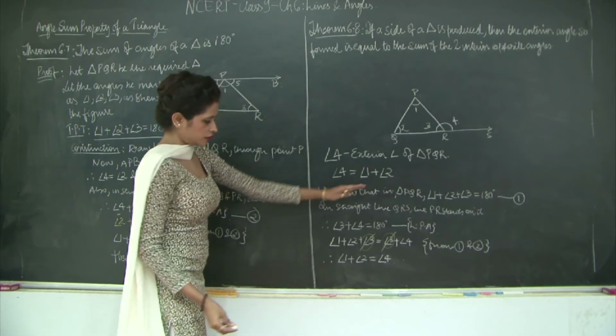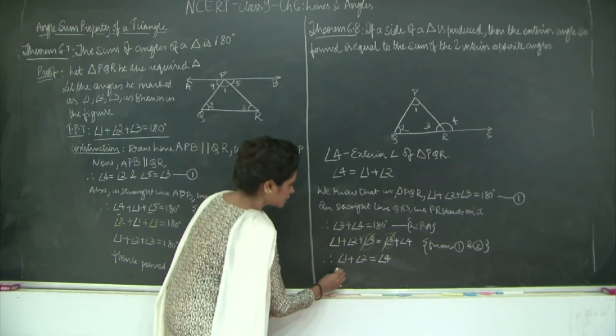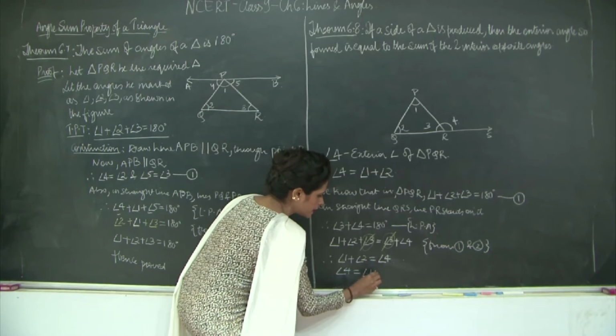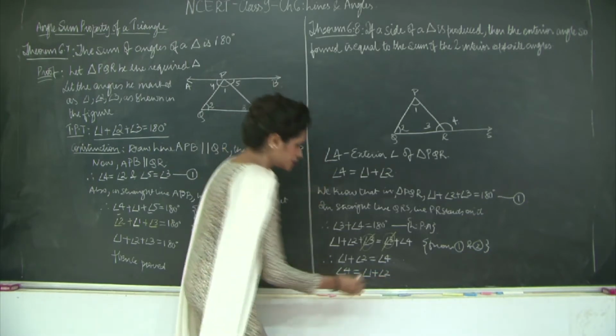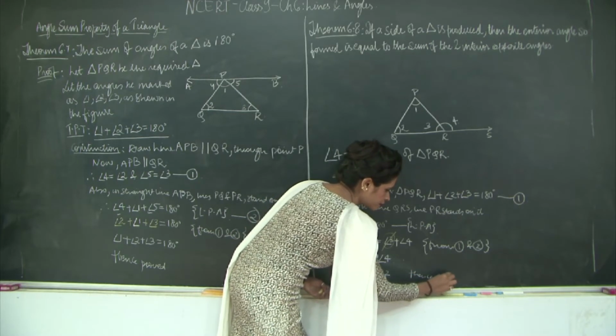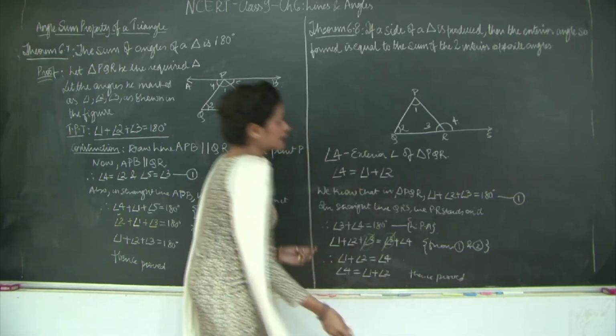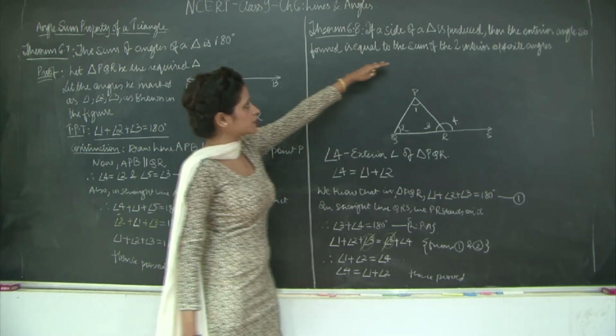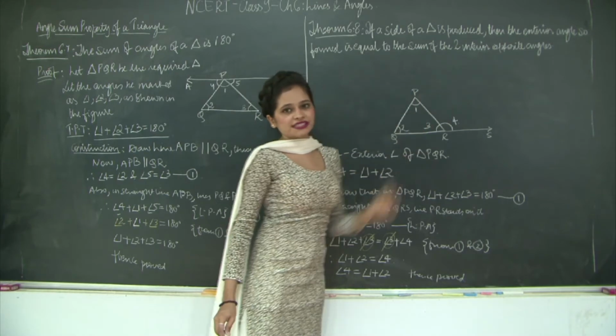Correct? So, we'll just reverse the statement and rewrite it. I get angle 4 is equal to angle 1 plus angle 2, right? Therefore, I'll say hence proved. Therefore, the exterior angle so formed is equal to the sum of two interior opposite angles.